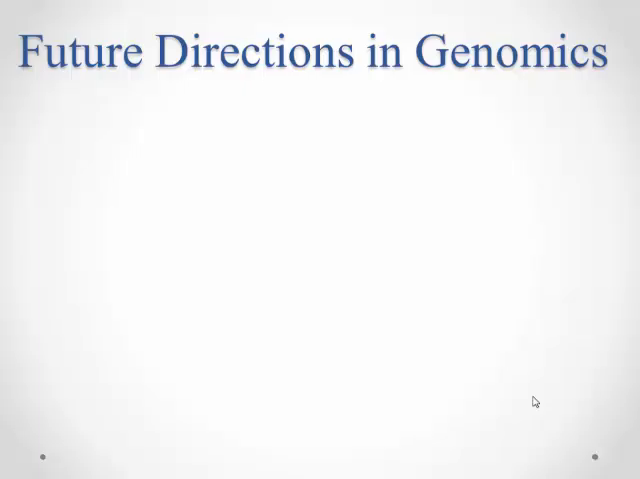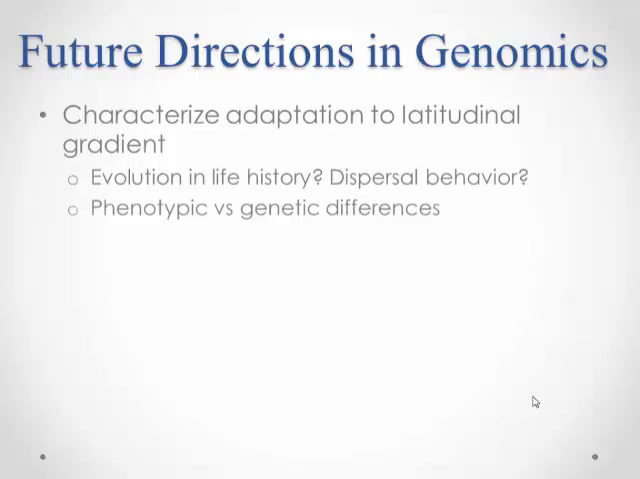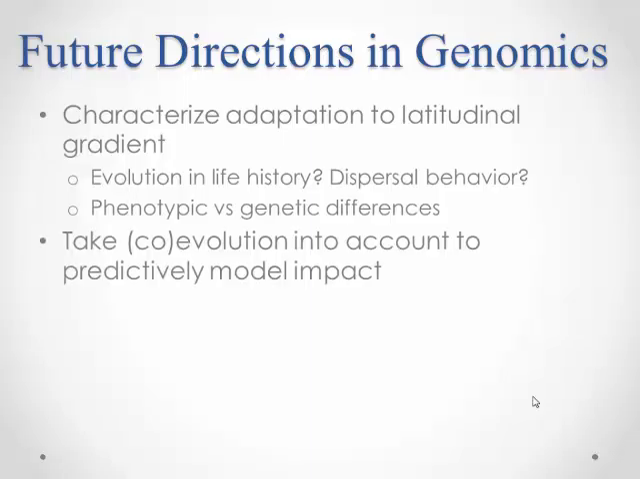In the future, this data set will allow us to tease out those species diagnostic markers, and we can start to build a null model to test hypotheses about selection. So we're working to characterize adaptation to latitudinal gradient because we suspect that there is evolution in life history. There's evidence to show that. There might be evolution in dispersal behavior. But we can tease out the differences between phenotypic differences and genetic differences.